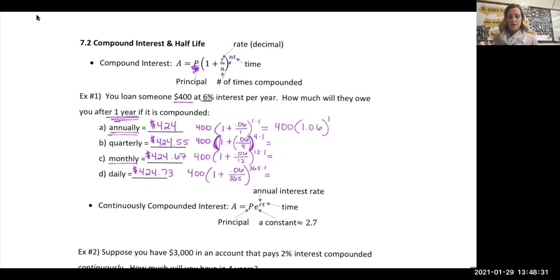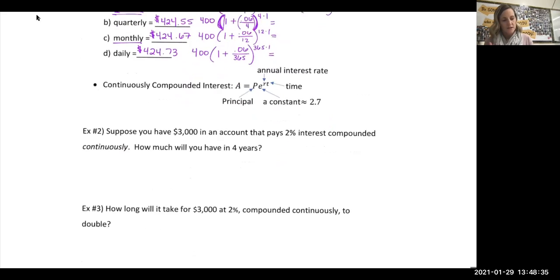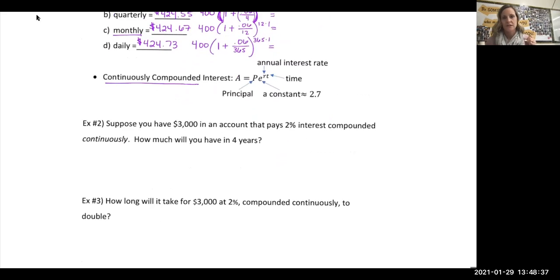Okay, so that's compound interest. When they say something is continuously compounded, there is a special formula for that. We call it Pert because it looks like Pert. It's A equals P e to the rt power. So P e to the rt.